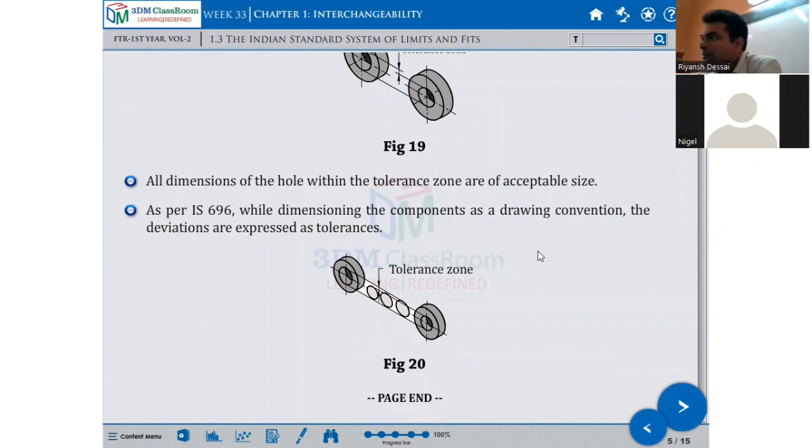Because as per the Bureau of Indian Standards, everything is specified. They have given the tolerances for that particular shaft. 25 diameter shaft, for that, plus or minus. These are the tolerances.